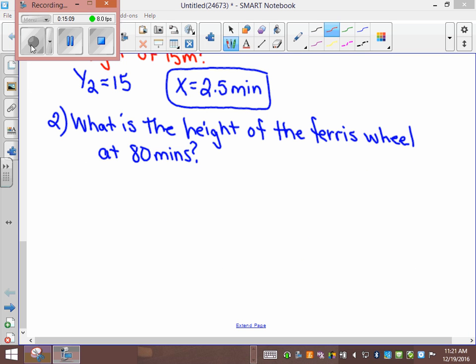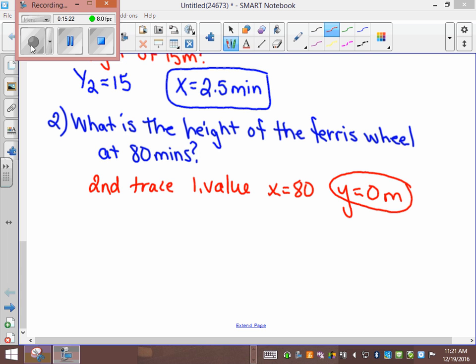So you can go second, trace, value, x equals 80, and you're going to get y equals 0. Why would it be at 0 meters? Because every 20 minutes it goes back down to 0, right? So 20, it's back down. So 0, I'm down. 20, I'm back down. 40, I'm back down at the bottom. 60, I'm back down at the bottom. 80, I'm back down at the bottom. Okay?